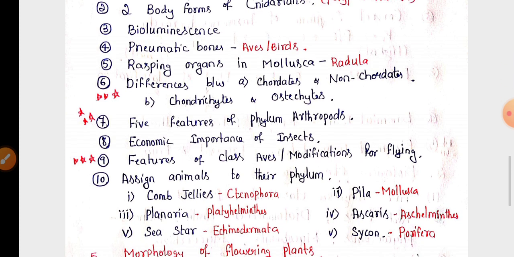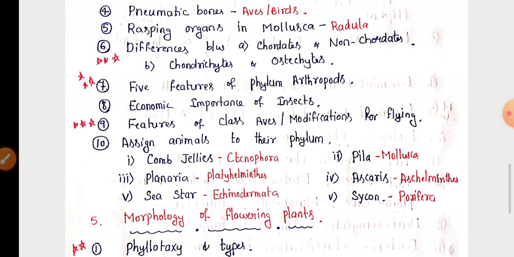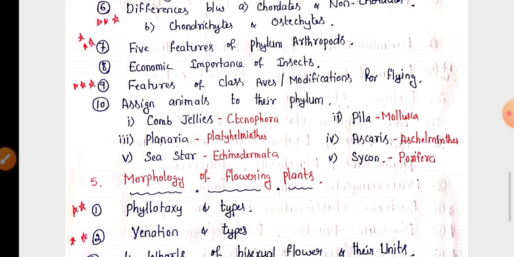For 5 marks they may ask the features of phylum Arthropoda. Arthropoda is the largest phylum in the animal kingdom. They may ask the economic importance of Arthropoda or insects. Then the features of class Aves, or the modifications in birds that help in flying.